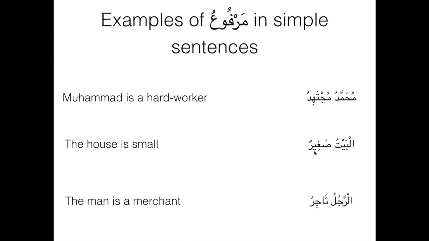Al-baytu saghirun. The house is small. Again, al-bayt is at the beginning of a sentence. It is a noun, al-baytu, and we're giving information about it, saying it is small. Al-baytu saghirun. Notice that in both cases, they're both in the marfu' case. Al-rajulu tajirun. The man is a merchant. Over here, we have the word al-rajulu tajirun.